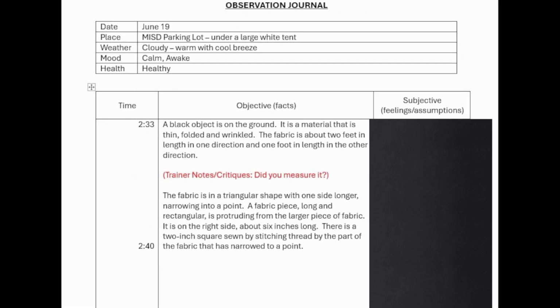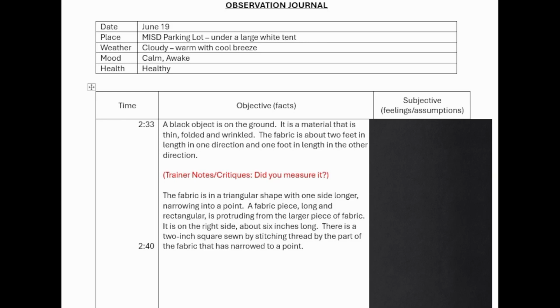Okay, so let's go to my first example of doing an observation when I was going to Montessori training. So I have the date there, it's June 19th. Where am I at? I'm in the MISD parking lot under a large white tent. The weather, well, it's June in San Diego, so it's cloudy and it's warm with a cool breeze. We got the June gloom going on. My mood at the time was calm and awake, and I felt healthy that day.